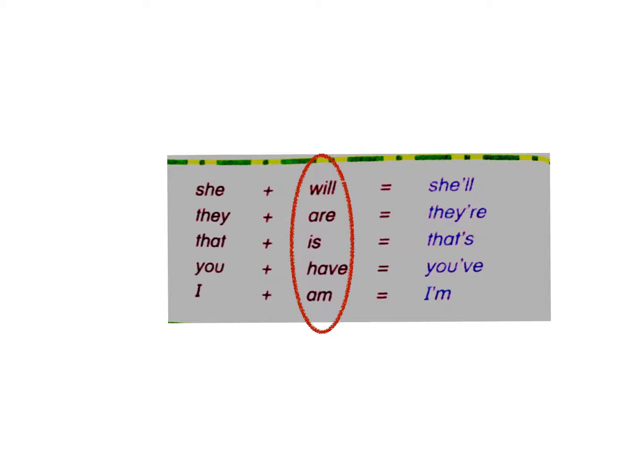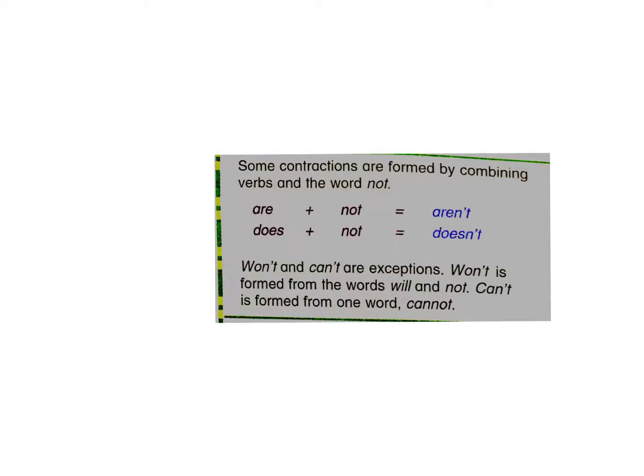Okay, so we have to insert an apostrophe in its place. So if you see she plus will, we have she'll. The apostrophe shows where letters have been left out. Now here's another one. Some contractions are formed by combining verbs and the word not. So won't and can't are exceptions. Won't is formed from the words will and not. Can't is formed from one word, cannot.